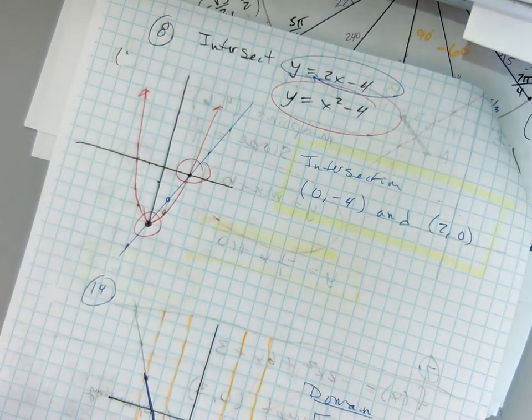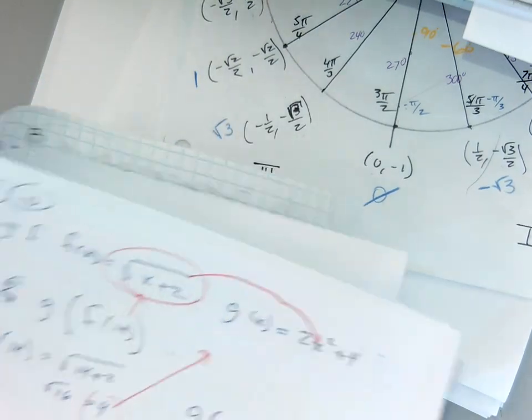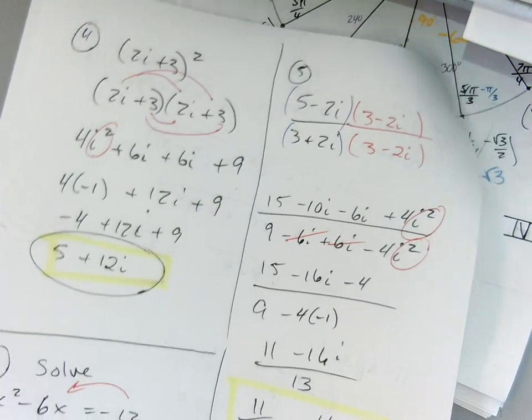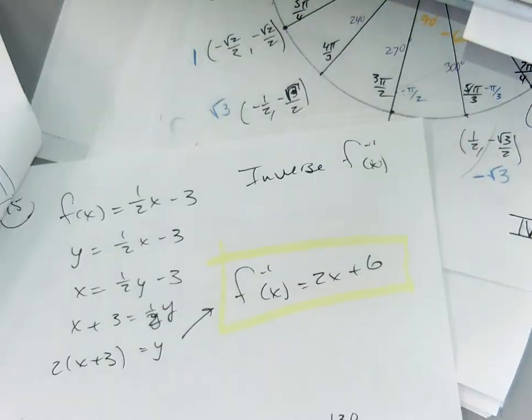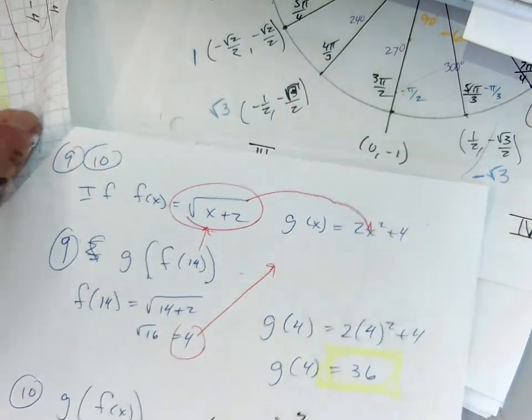Okay? Let's see. Number 8. We'll get number 8 out here. All right. 7. Where is 8? You find 8. Find 8. Where is 8? Lost 8. Oh well, 8's not that bad.